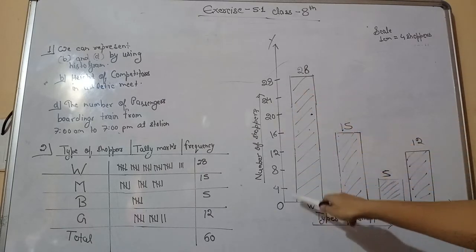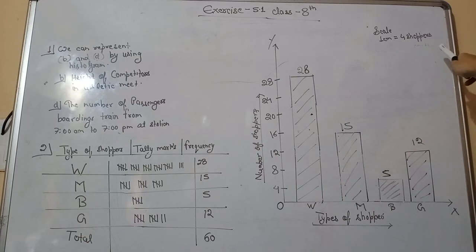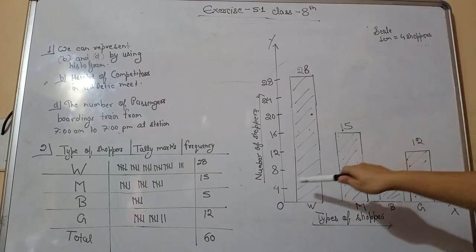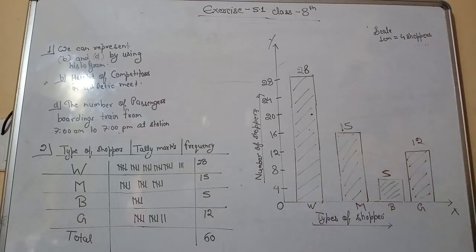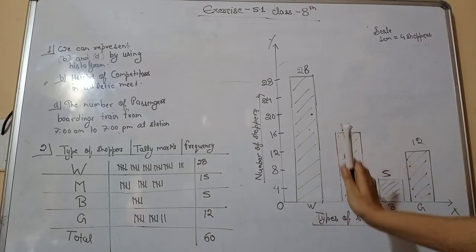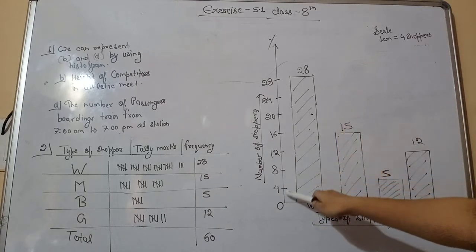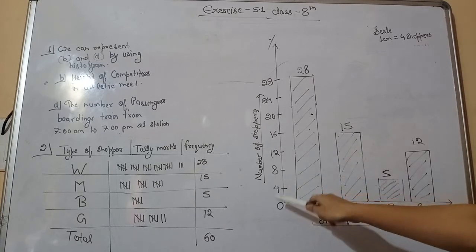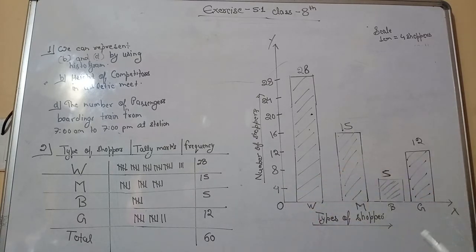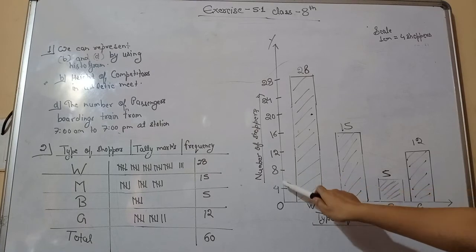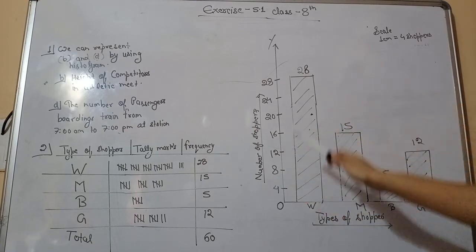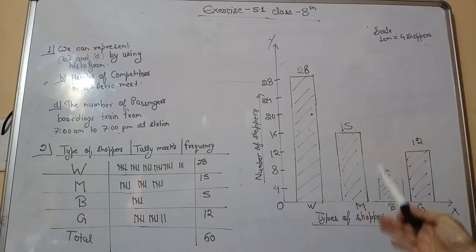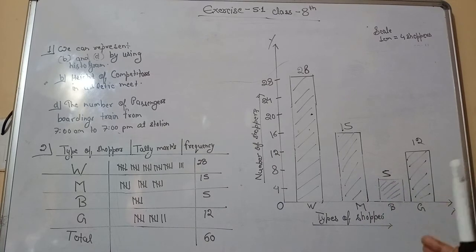So here you can see I have taken the scale 1 centimeter equals 4 shoppers. How? Whenever you construct a bar graph in your copy, there are boxes given, and one box is 1 centimeter. Make sure that whenever you construct a bar graph, the gap between the first, second, third, everything should be the same. When you subtract any two intervals, the difference should be the same.